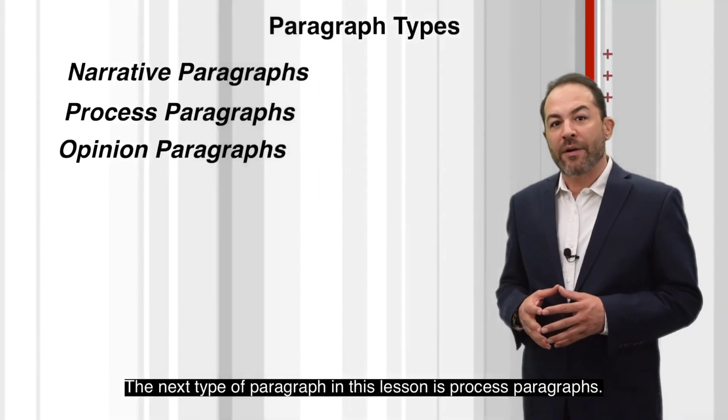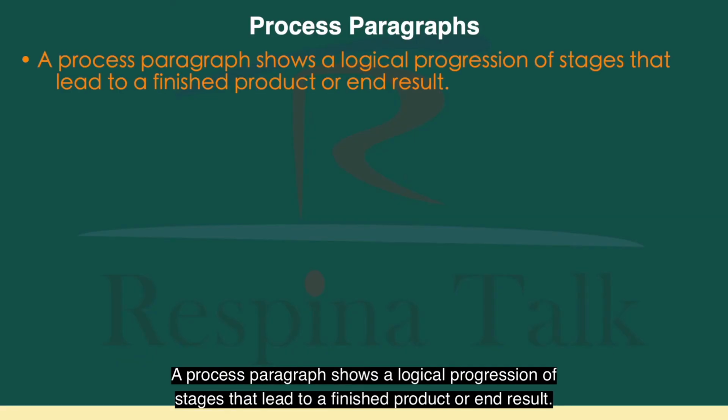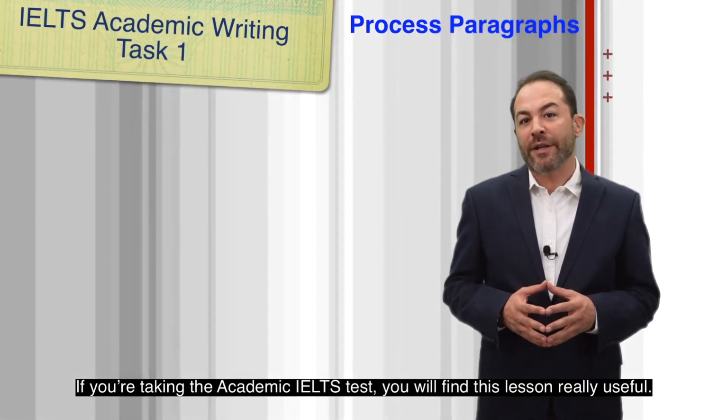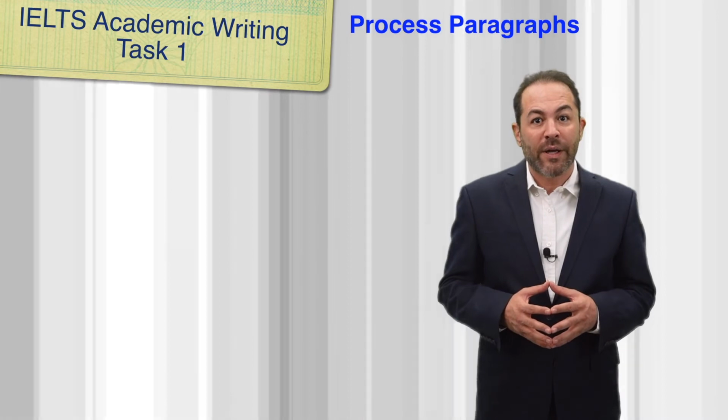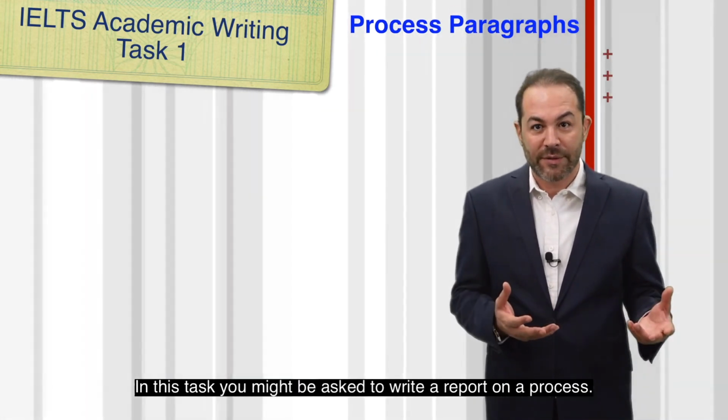The next type of paragraph in this lesson is process paragraphs. A process paragraph shows a logical progression of stages that lead to a finished product or end result. If you're taking the academic IELTS test, you will find this lesson really useful. In this task, you might be asked to write a report on a process.